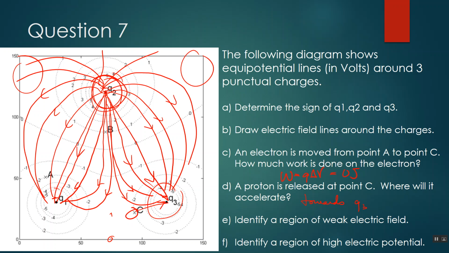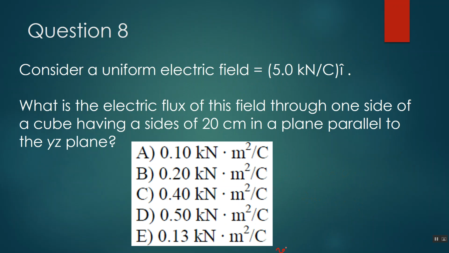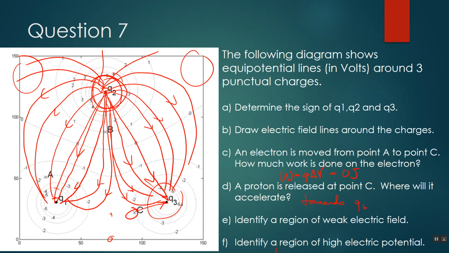It has to be positive. So none of those really strong ones near Q1 and Q3 really matter. The answer would have to be near Q2, or just on the surface of Q2, where the potential is going to be very, very high. Positive high.